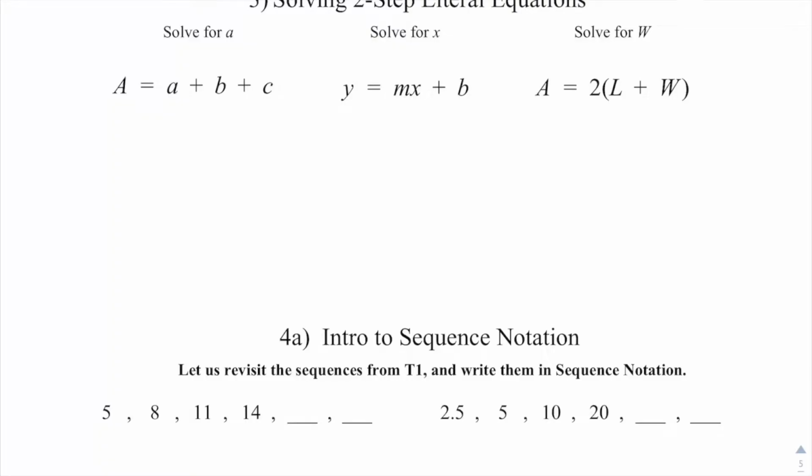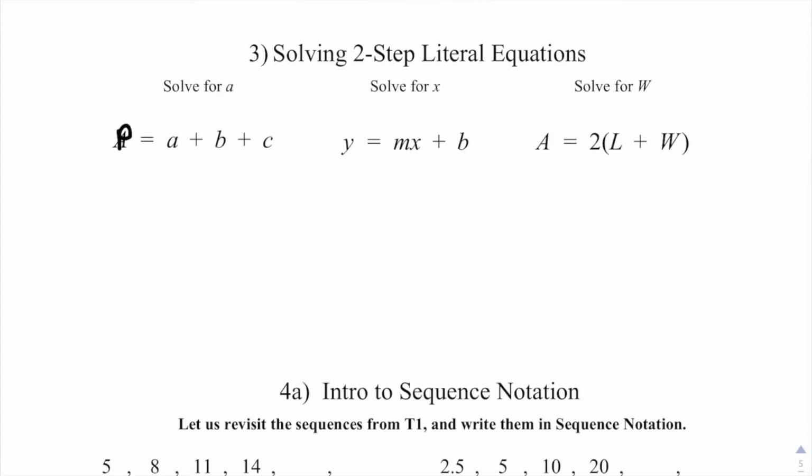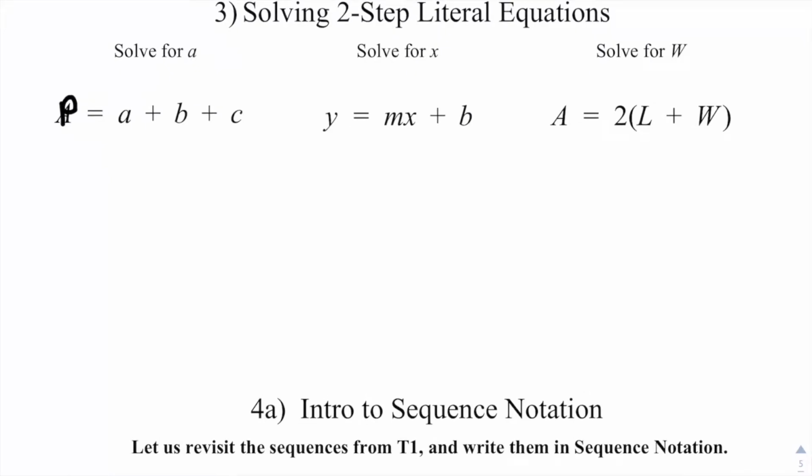Let's make a real quick change to this. Right here where this capital A is, let's make that a capital P. What literally that is representing is the perimeter of a triangle, where you add the three sides together. All right, and then we can go down through here and solve our two-step literal equations.